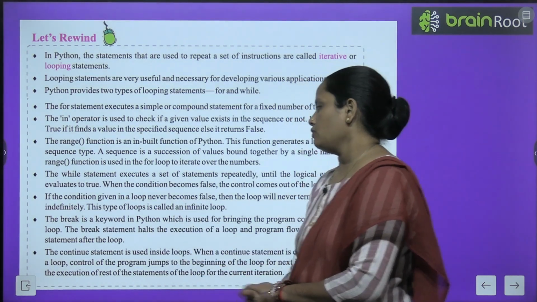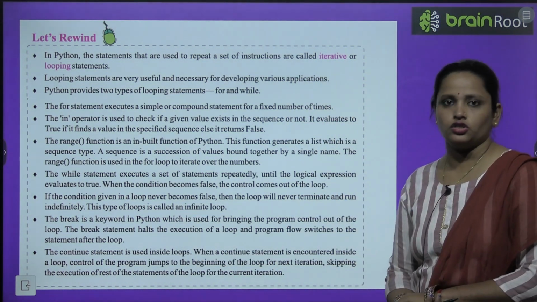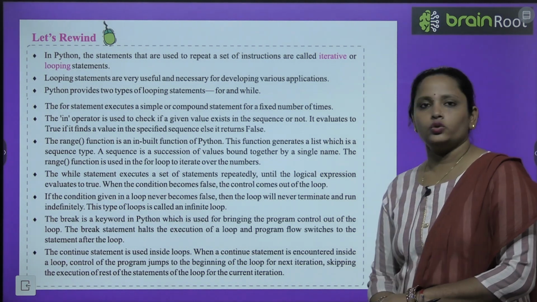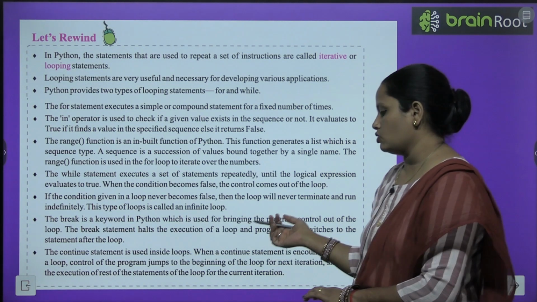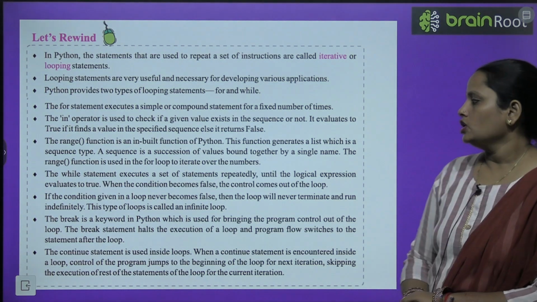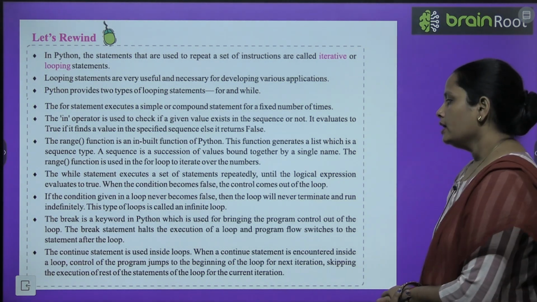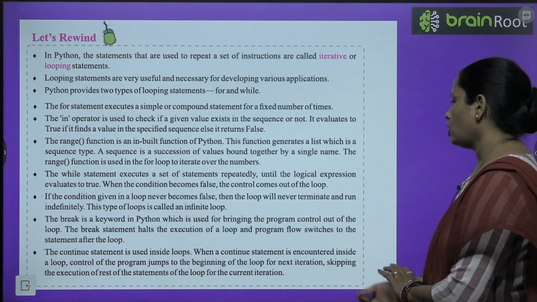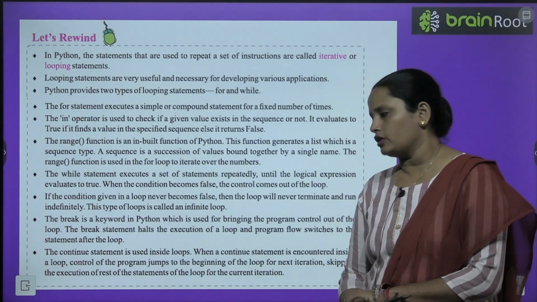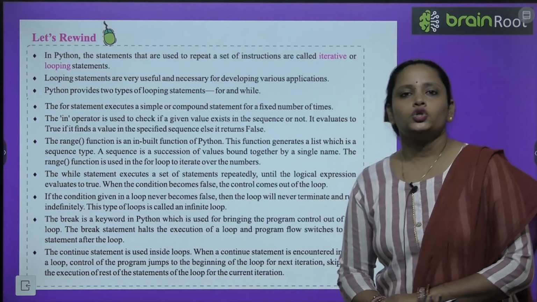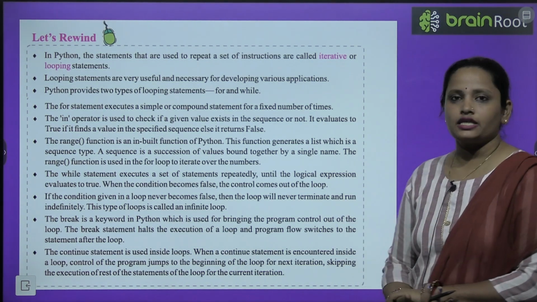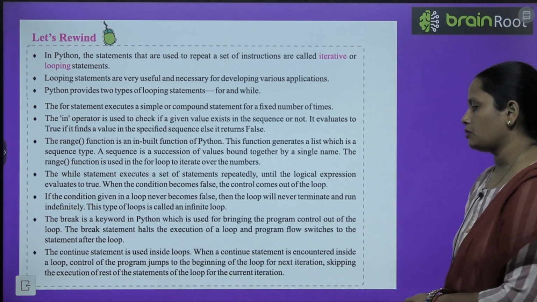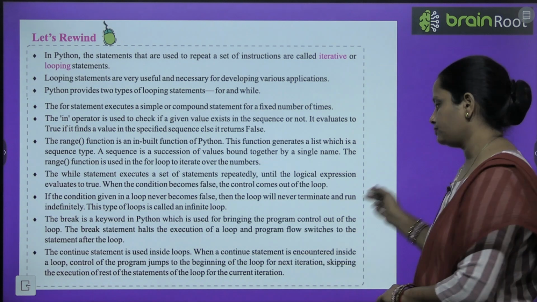The break is a keyword in Python which is used for bringing the program control out of the loop. The break statement halts the execution of the loop and program flow switches to the statement after the loop. The continue statement is used inside loops, and when the continue statement is encountered inside a loop, control of the program jumps to the beginning of the loop for the next iteration, skipping the execution of the rest of the statements of the loop for the current iteration.